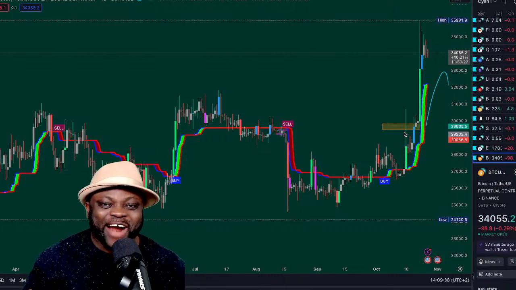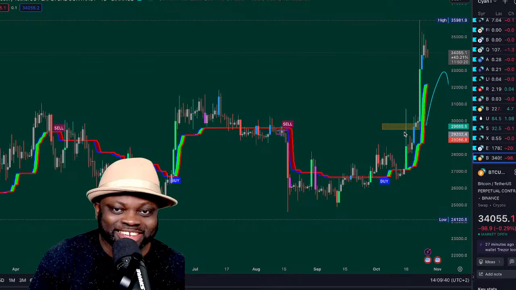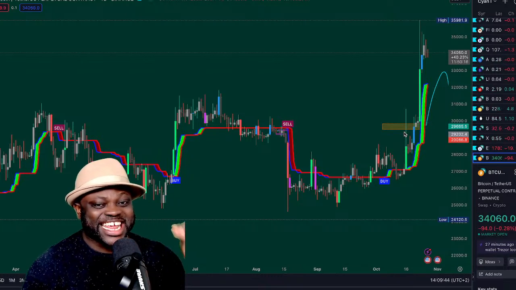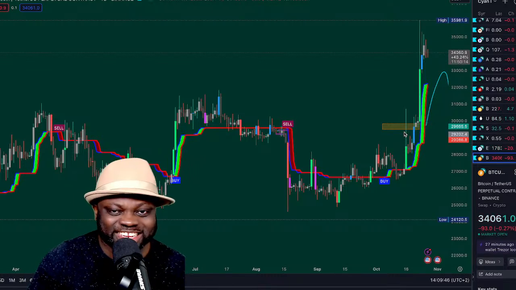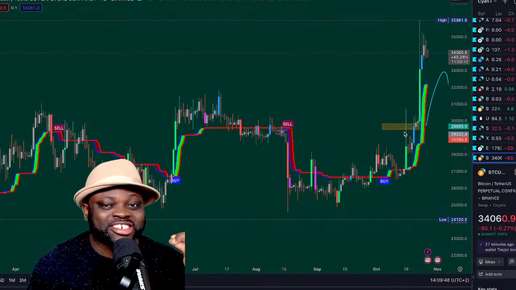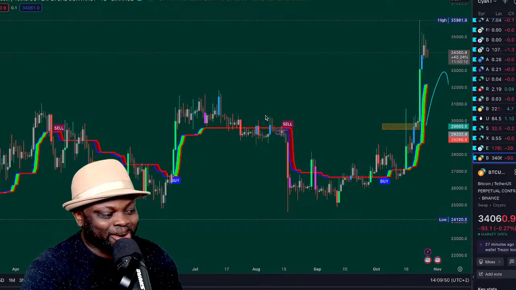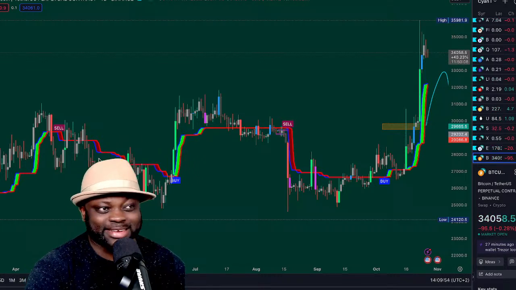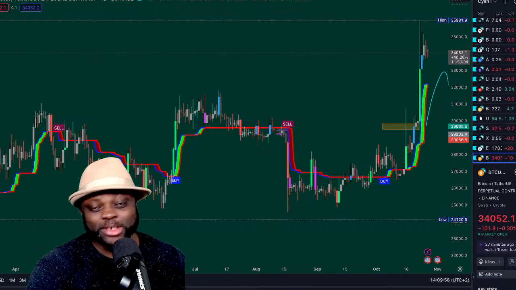Today is all about the alpha trend strategy. I want you guys to understand how you can use this indicator, alpha trend, to make profit trading Bitcoin or cryptocurrency. This is one of the top indicators I've seen out there on TradingView.